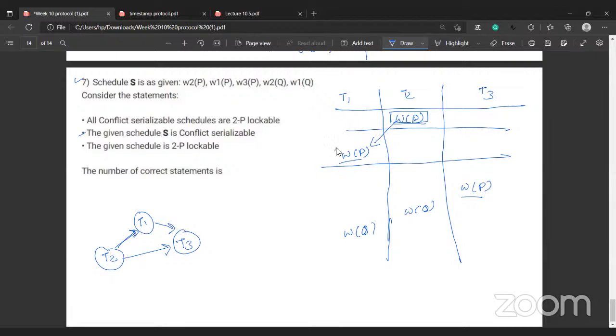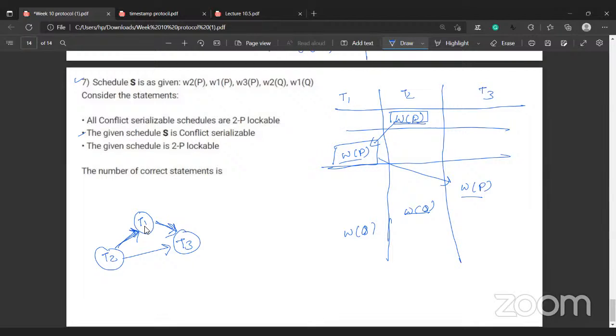Then you have to see this W1P. We can see that between T1 and T3 there is a conflicting instruction. W1, both transactions are writing the same data item. So T1 to T3 there will be an edge. Then after that, there is no read P or WP. You can see that T2 and T1 both are writing on the same data item. So there will be T2 to T1. So T2 to T1 is already there.